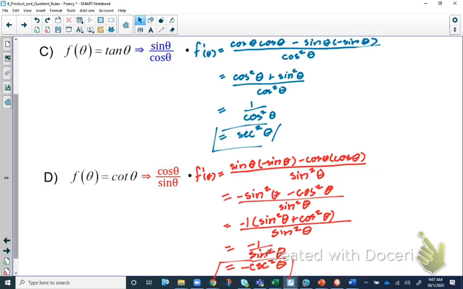On the stuff in red, we did have to factor out a -1 as a common factor in order to be able to see the sine squared of theta plus cosine squared of theta, but that gives us our respective derivatives. The derivative of tangent of theta is secant squared of theta, and cotangent's derivative is negative cosecant squared of theta.